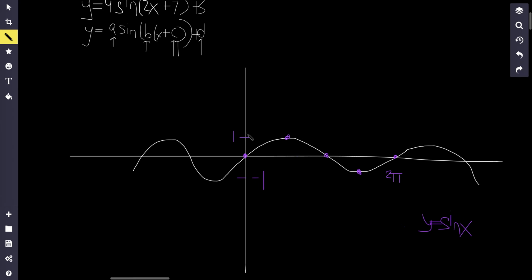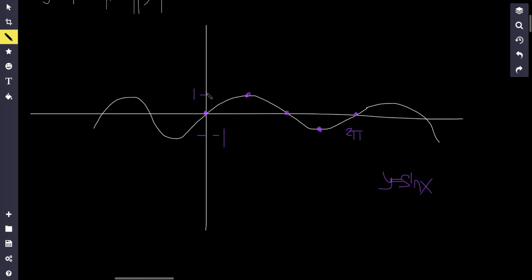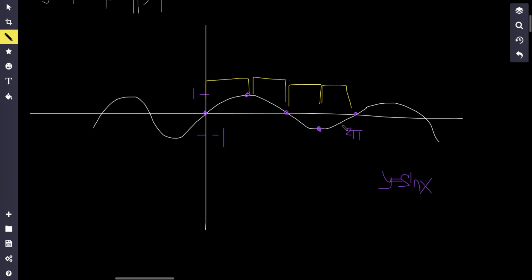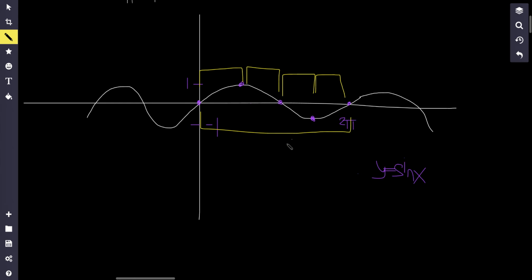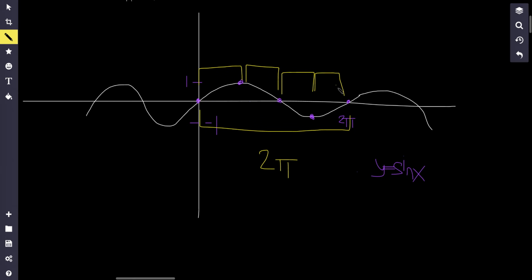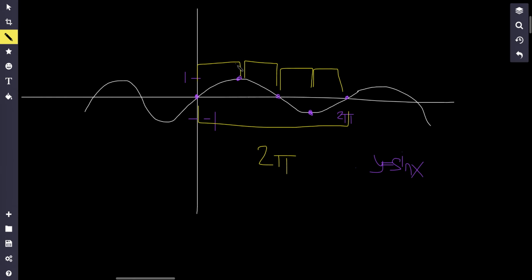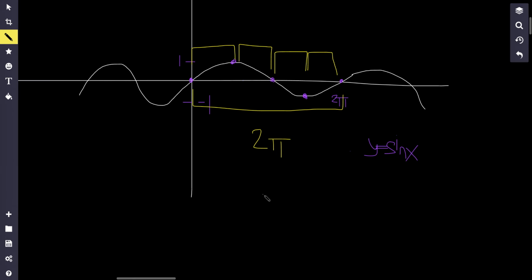To find the distance from one critical point to the next critical point, notice how this is divided into 4 sections: 1, 2, 3, 4. And we know that this whole section is 2 pi. So in one period of your graph, you're going to have 4 sections. To find the length of one section, you take the whole thing and divide it by 4.